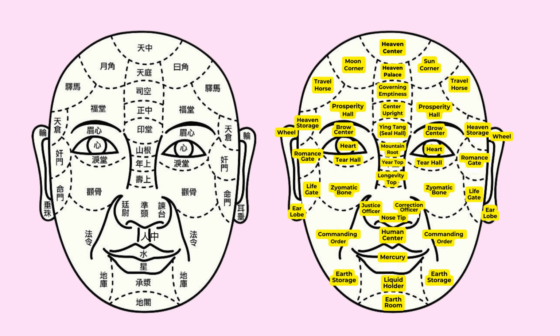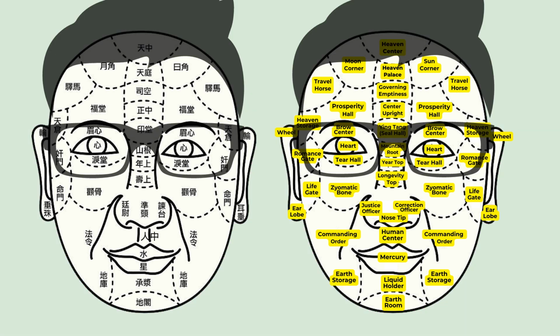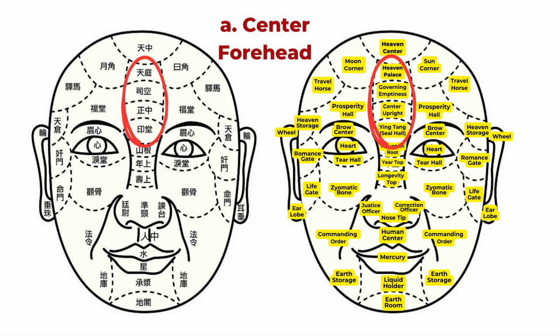Now let's learn the basic Chinese face reading. I'm following this chart, and the basic areas and names are the same for most charts from different schools. I have the Chinese name on the left and the English translation on the right. And here I put the hair, so you can see the relationship of the hair and the zones on your forehead. First, I'm going to start with center forehead.